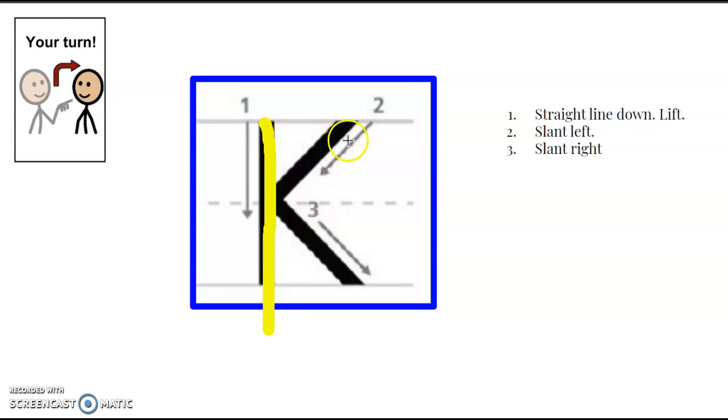Then we're going to go back to the top and do a line that slants to the left and meets our first line. Pause, and now we're going to make another line going down, but this time we're going to start where our straight line meets our second step, and we're going to meet them again and slant down to the right. This is how you write an uppercase K.